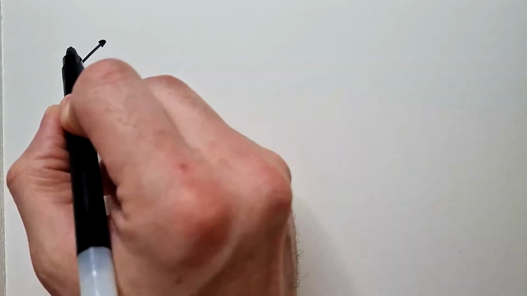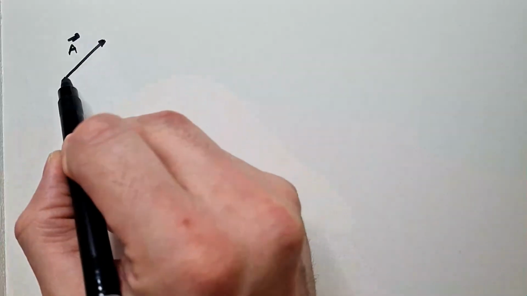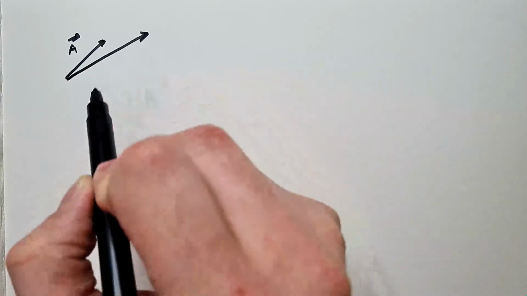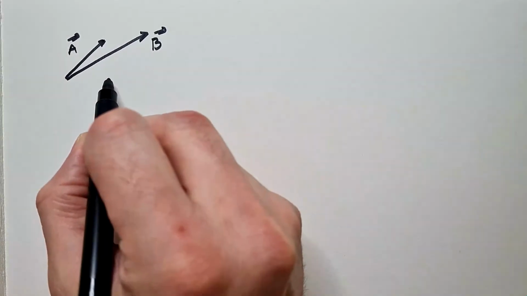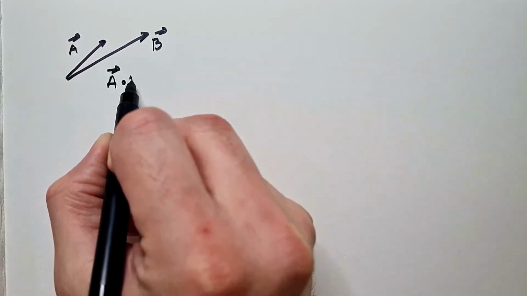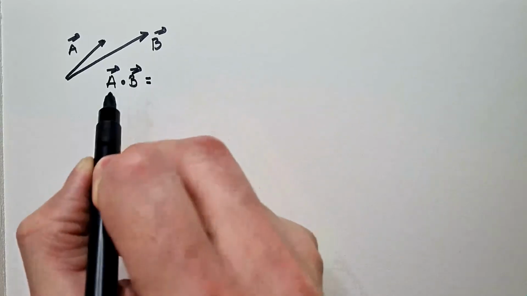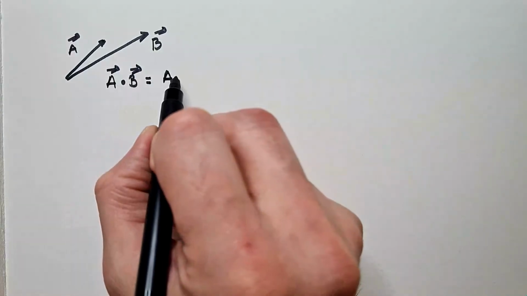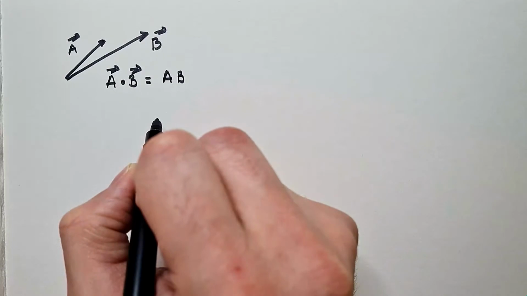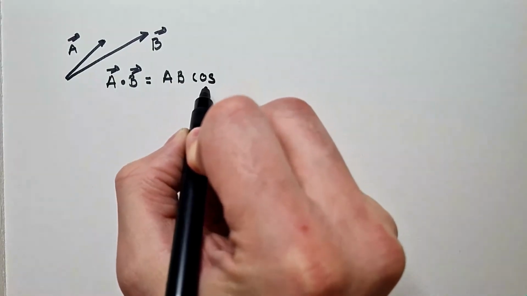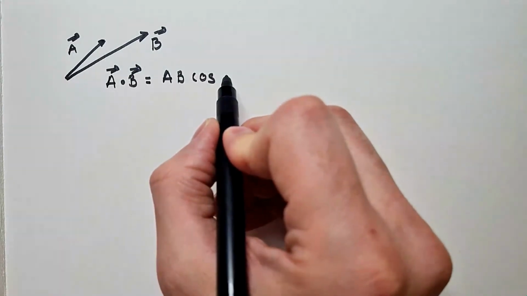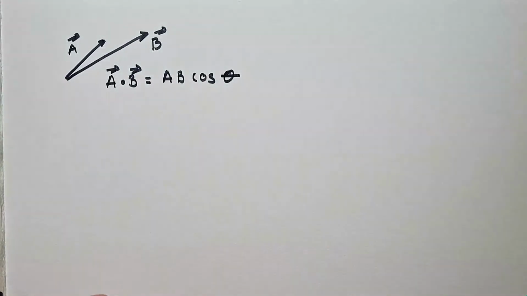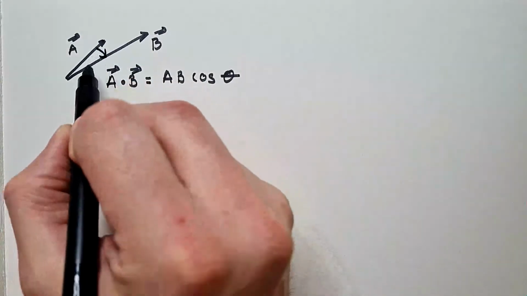Let's say I have two vectors, vector A and here vector B. Dot product A dot B is defined as intensity of A times intensity of B times the cosine of the angle from A to B, and I will call it angle theta. This is angle theta.